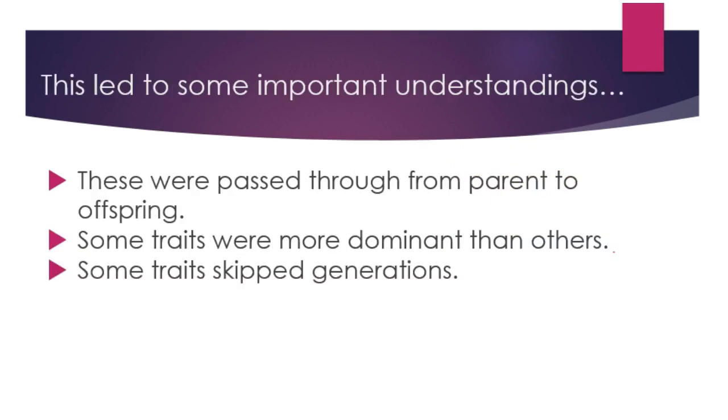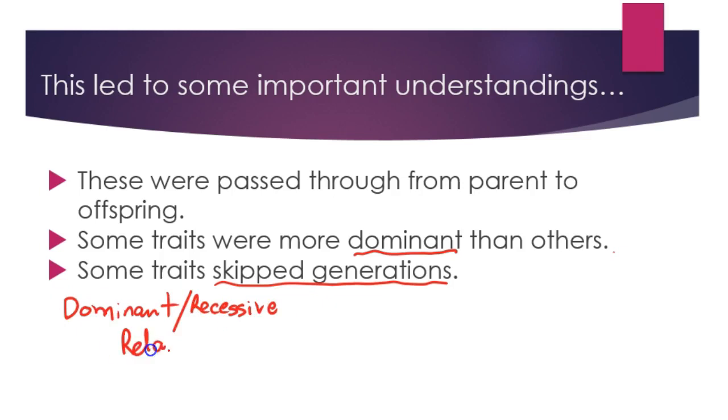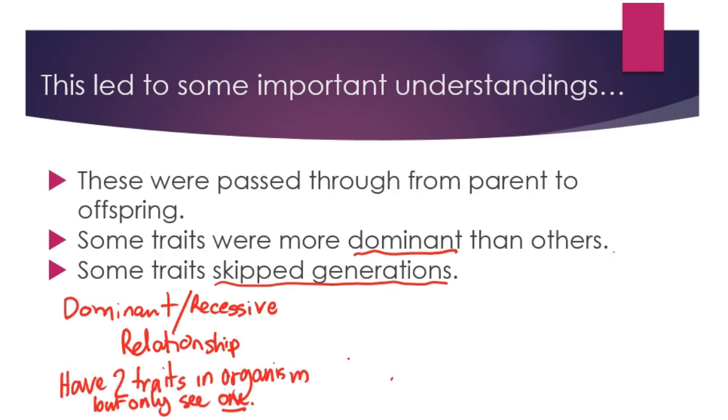Now we're just going to point out some of the important relationships that came from Mendel's observations and other scientists' observations. And the first one was from the observation Mendel had about some traits being more dominant than others and other traits skipping generations. Now, this is actually evidence of a dominant recessive relationship where one trait actually dominates over another.